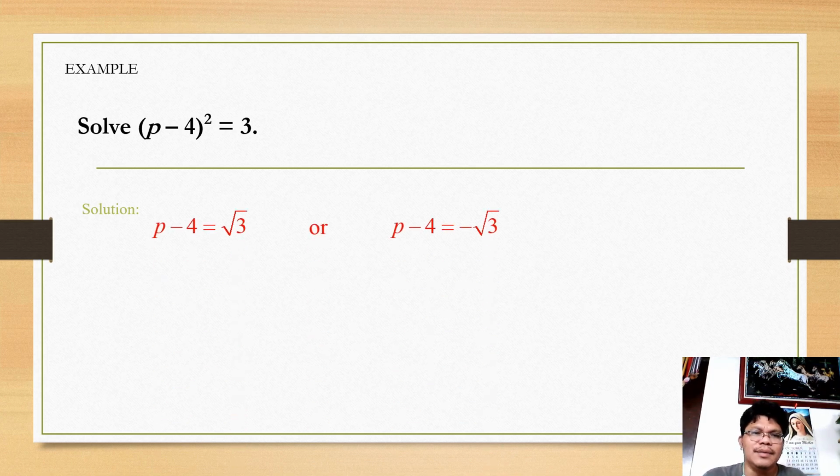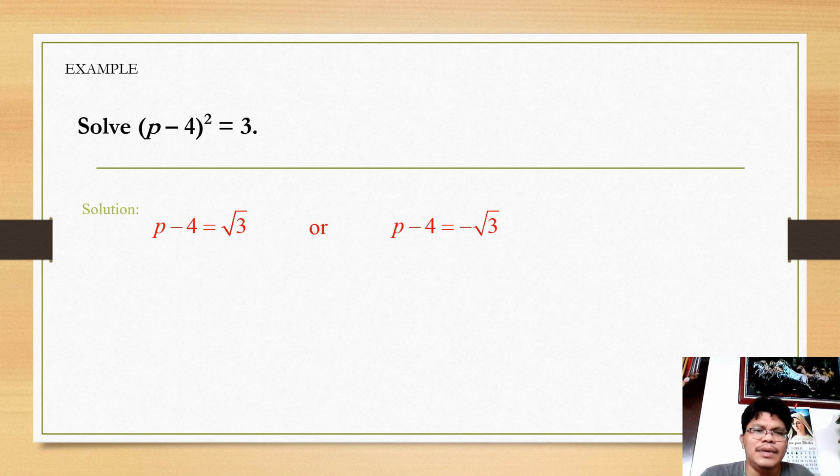Take the square root of both sides. Once you get the square root of the quantity p minus 4 raised to the second power, the answer is p minus 4. And there is a positive and negative. Why? Because the square root of 3 equals positive and negative square root of 3. So after we take the square root of both sides, it becomes p minus 4 equals the square root of 3, and p minus 4 equals negative square root of 3. So this time, we're going to isolate the value of p.